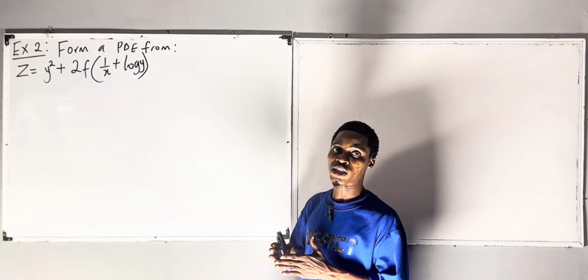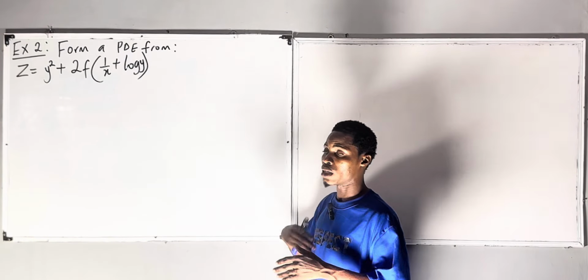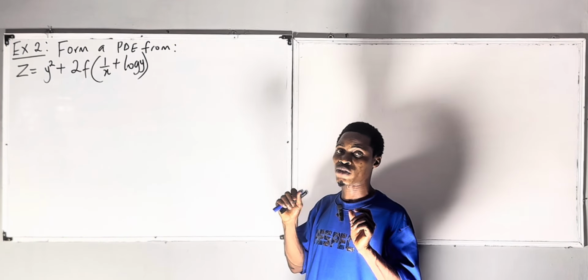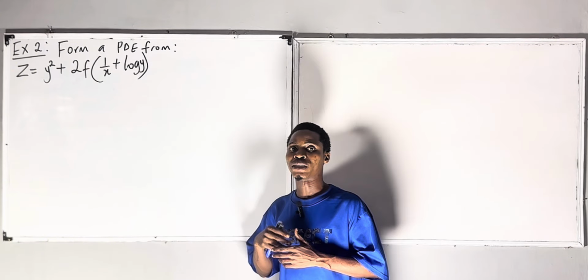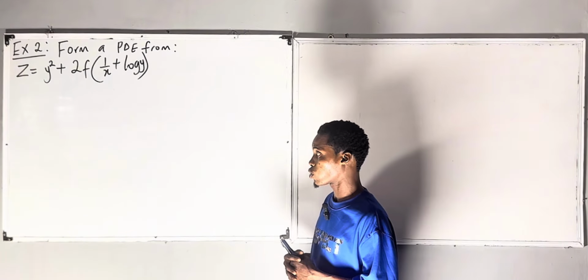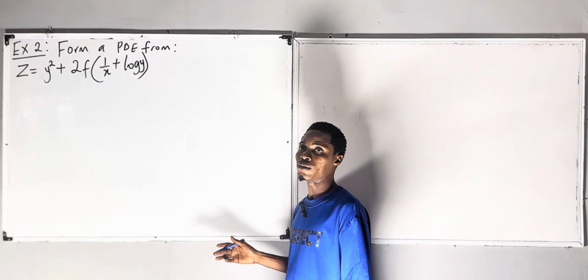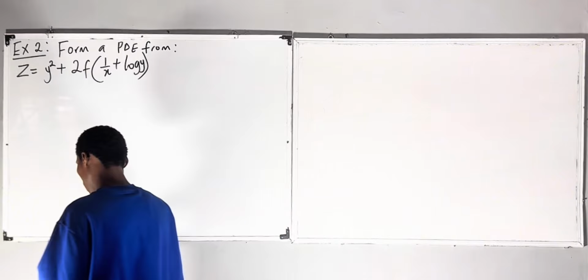Remember, I have explained the way we form a PDE by elimination of the arbitrary function, whereby we take our partial differentiation into second order. Then from the second order, we form a PDE. I'm going to differentiate z with respect to x partially, and z with respect to y partially. So let us consider the steps.